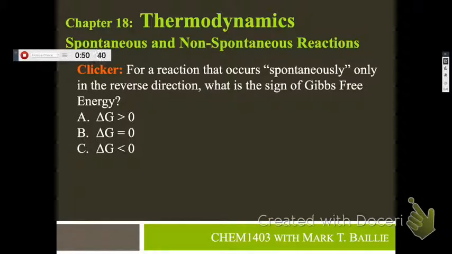We have a 2-to-1 response. I want you to convince your neighbor which answer is correct and make sure you describe why. The reaction to be spontaneous in the reverse direction. All right, Manu, which one did your group choose and why? Why'd you choose A?